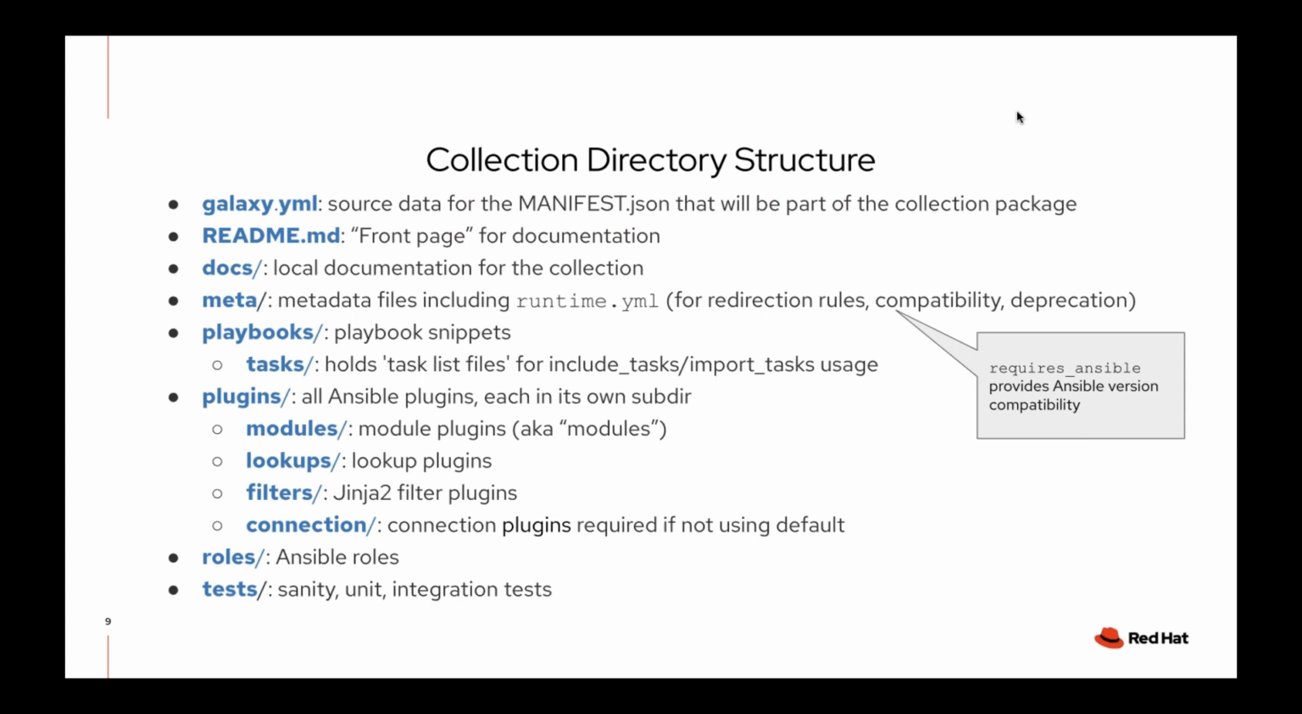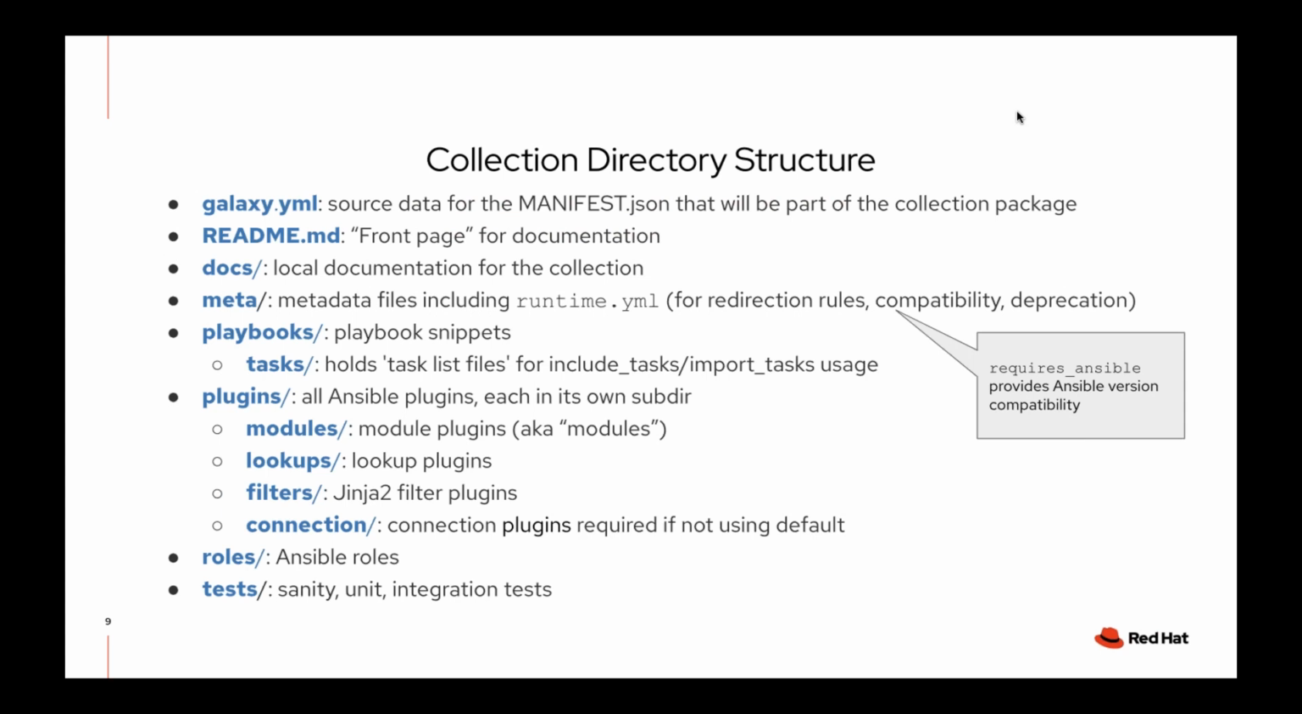But when you actually start using Ansible collections and you start diving into the directory structure, these are the things that you're going to start seeing. The Galaxy YAML is very important. That's the source data for the manifest JSON. You have the README. Obviously, that's the front page for the docs. And then you have certain directories that contain a lot of the things that you already know, right? You have a docs directory. You've got a metadata directory, which is new. A playbooks directory, which is just for playbook snippets. Plugins. And by the way, don't forget modules are plugins, so modules are part of the plugins directory. You've got roles and you've got tests.